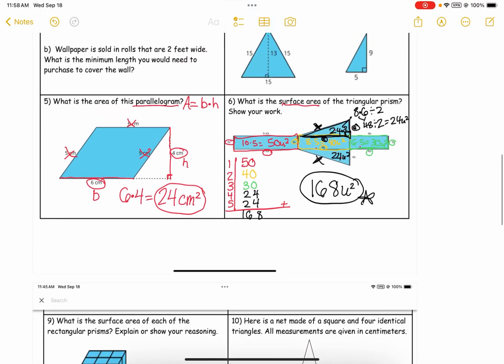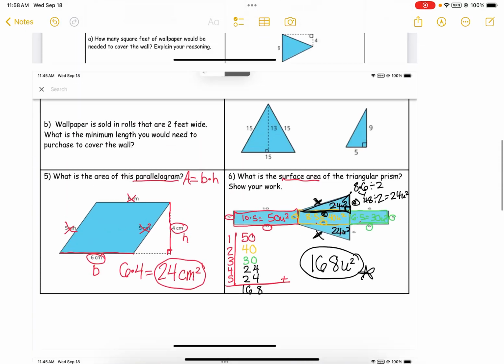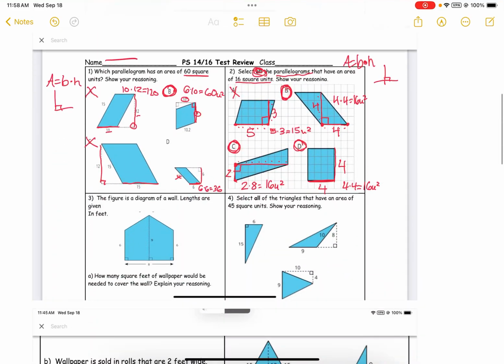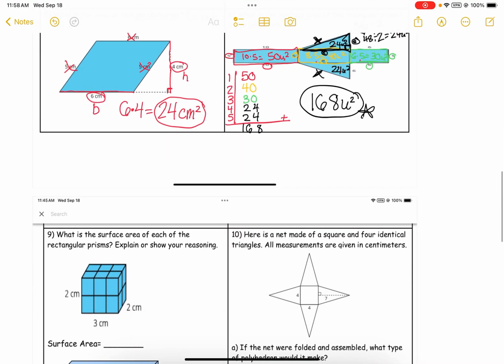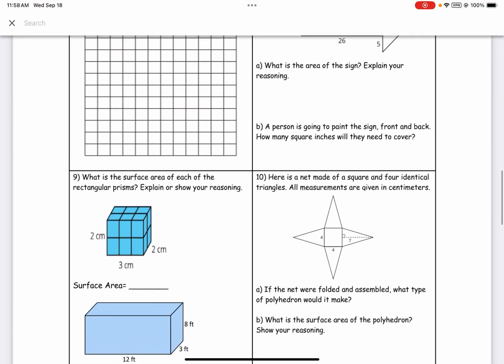Question 9. Oops, we should be on question 7. Hold your horses. Okay, I might have to go back here. Hold on. So we're in question 7.